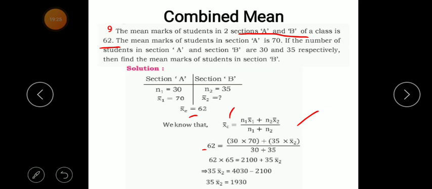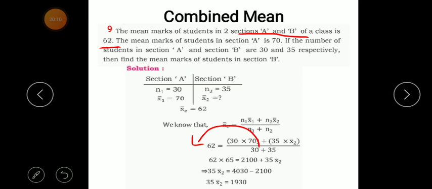Once that is done, the next thing is to simplify as much as possible. This 30 plus 35 is 65 in the bottom, so I am sending it here. So it becomes 62 multiplied by 65. Why? Because this is division. Once anything crosses the equal to sign, it changes to the opposite. Plus becomes minus, minus becomes plus, division becomes multiplication and multiplication becomes division. Here it is divided by 65, and 30 plus 35 is nothing but 65. So something divided by 65 goes to the other side and becomes multiplied.